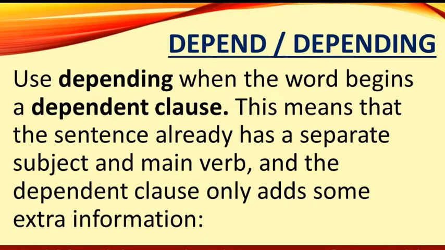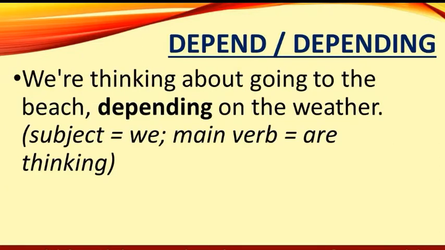We use depending when the word begins a dependent clause. This means that the sentence already has a separate subject and main verb, and the dependent clause only adds some extra information. For example, we're thinking about going to the beach depending on the weather. The subject is we, and the main verb is are thinking. The word depending begins a dependent clause. It is not the main verb.